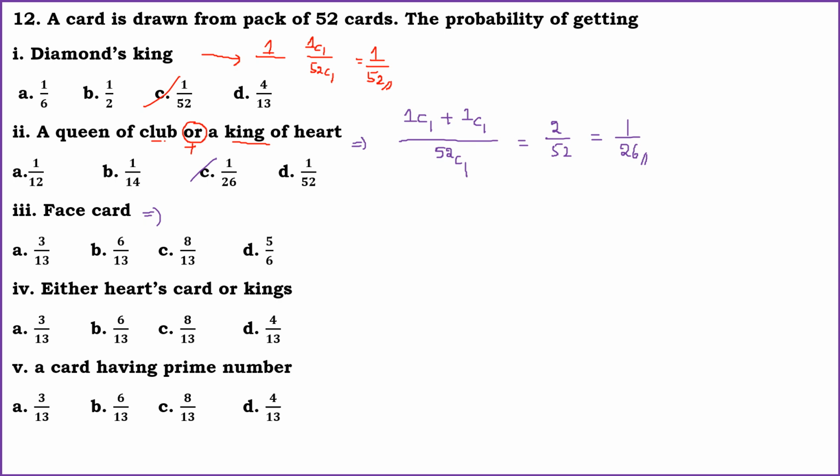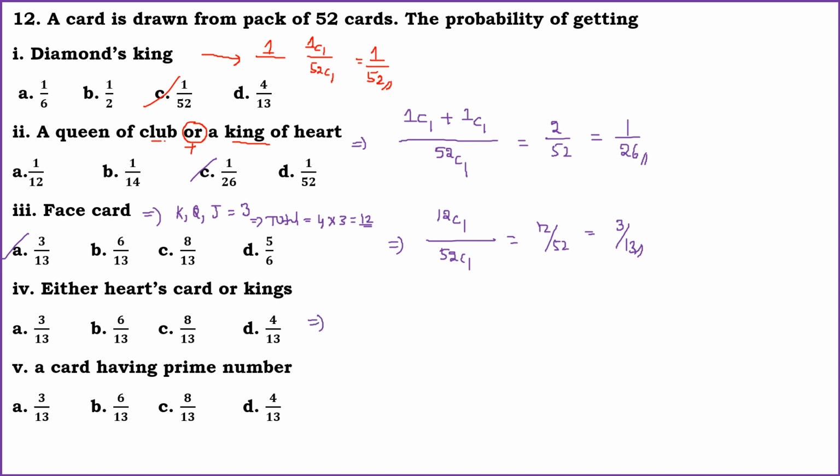Now, face cards. Face cards means king, queen, jack. There are 3 face cards in each set, and a total of 4 sets. 4 into 3, 12 cards will be there. So we have to get one card out of the face cards: 12C1 by 52C1. That is 12 by 52. The answer is 3 by 13. I hope it is clear, sir. 3 by 13. Next one.